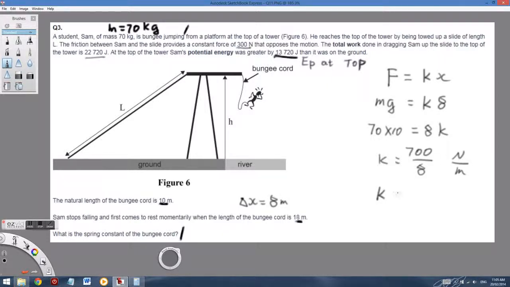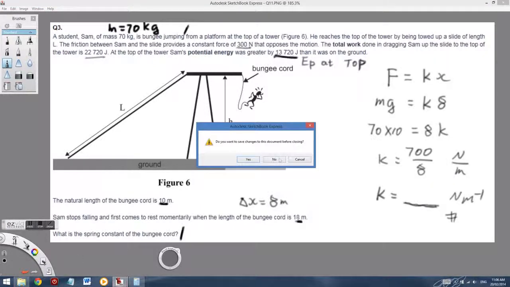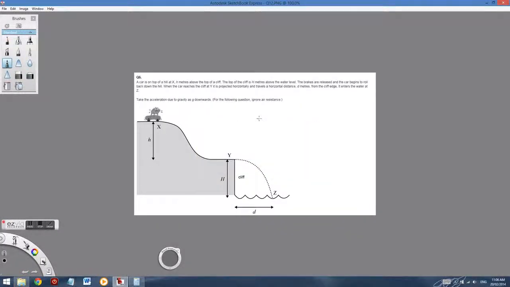In the exam, you need to type it in the calculator, find out the value, and write down the unit. I leave it like this because I'm just lazy. But in the exam, you need to type it in the calculator and write down the actual value. Now, have a look.